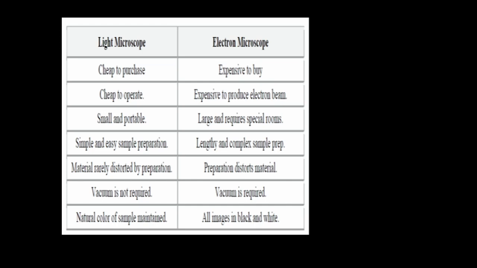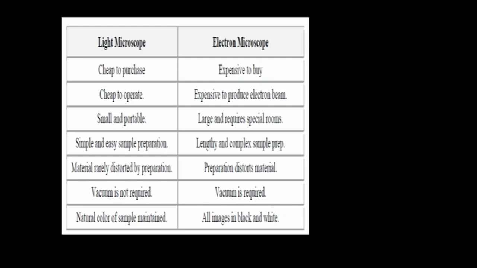And this is the difference between the ordinary light microscope and the electron microscope. The light microscope is cheap to purchase and cheap to operate, small and portable, with simple and easy sample preparation. Materials are rarely distorted by preparation, vacuum is not required, and the natural color of the sample is maintained.